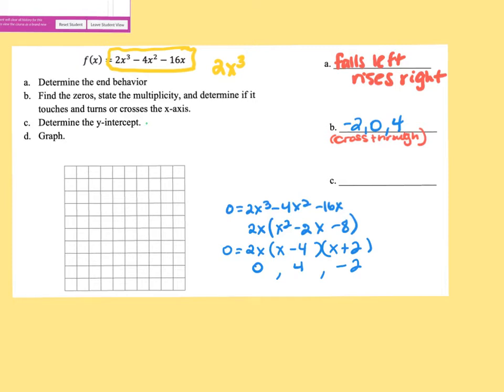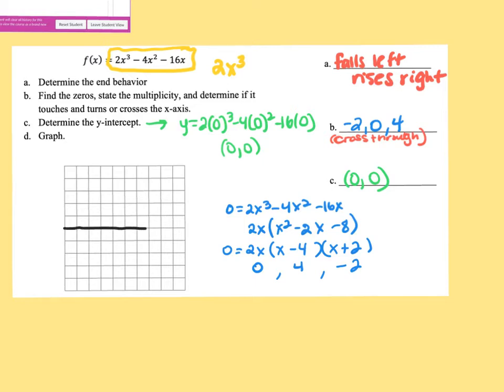And then C says determine the y-intercept. So I would get 0... y equals 2 times 0 to the third minus 4 times 0 squared minus 16 times 0. And my y-intercept, which goes in coordinate point form, is 0, 0.